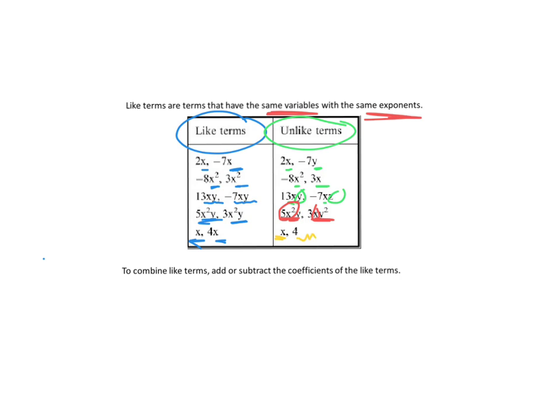So you can only combine terms if they're like. They have to be like terms in order to add or subtract. And when you combine those like terms, you'll just add or subtract the coefficients, so the numbers that are out in front.